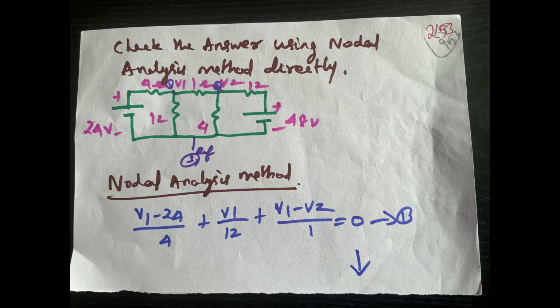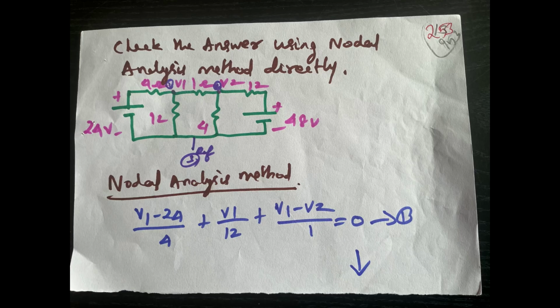That is the question circuit we see on this page. Apply the nodal analysis method directly. Put node 1, node 2 and the reference point. Node 1 meets the 24 volts, the 12 ohm and the 4 ohm. Node 2 meets the 48 volts, the 12 ohm, the 4 ohm and the 1 ohm. The extra element at node 1 is the 1 ohm resistor.